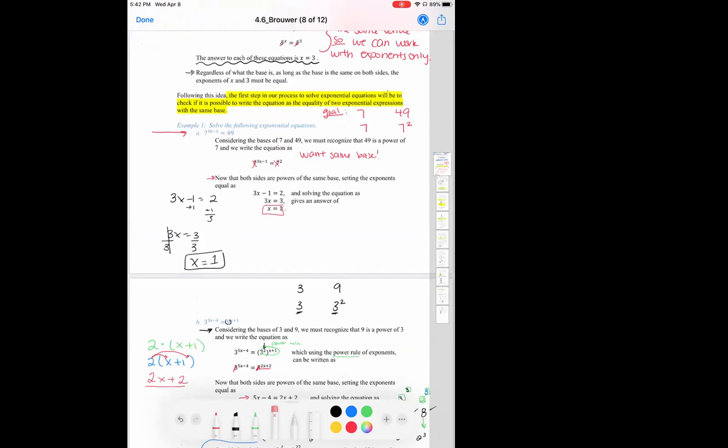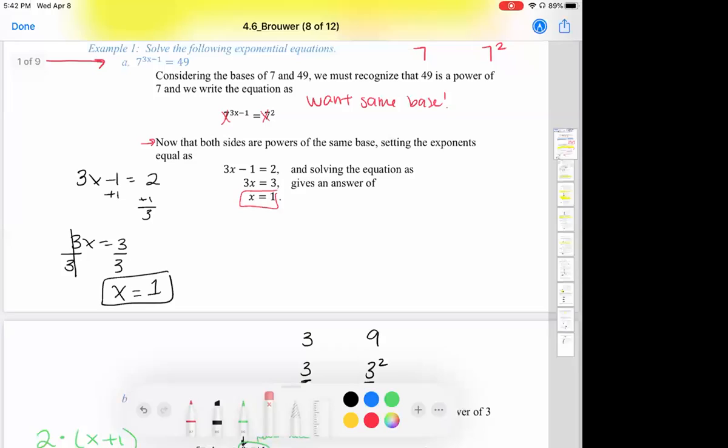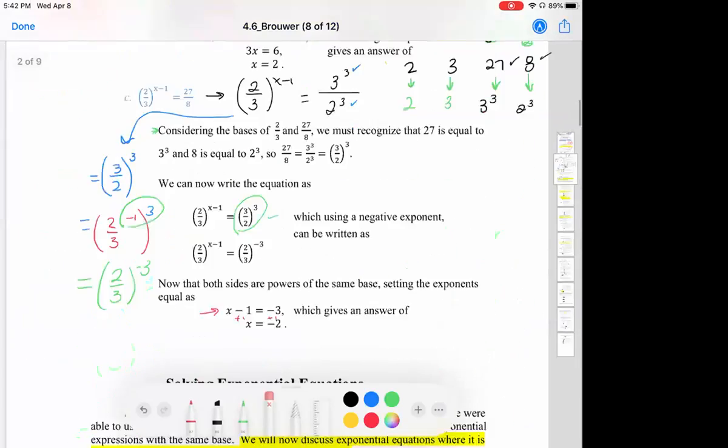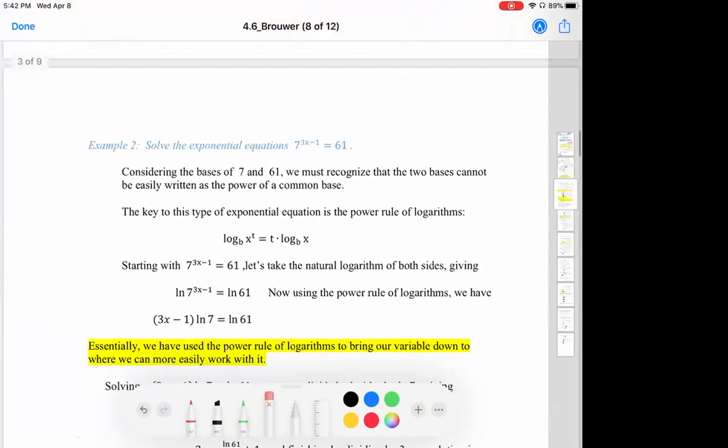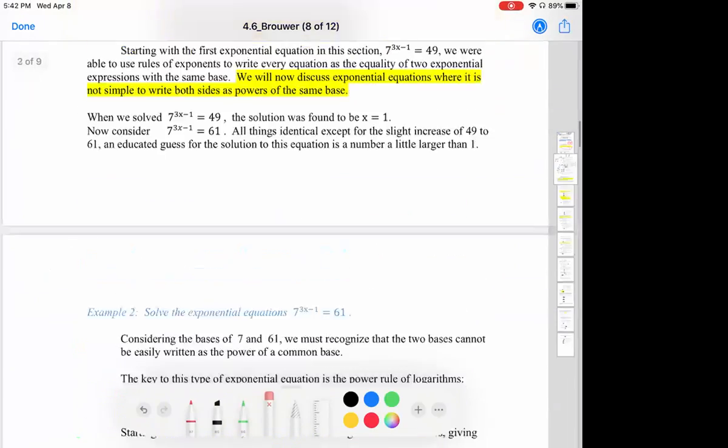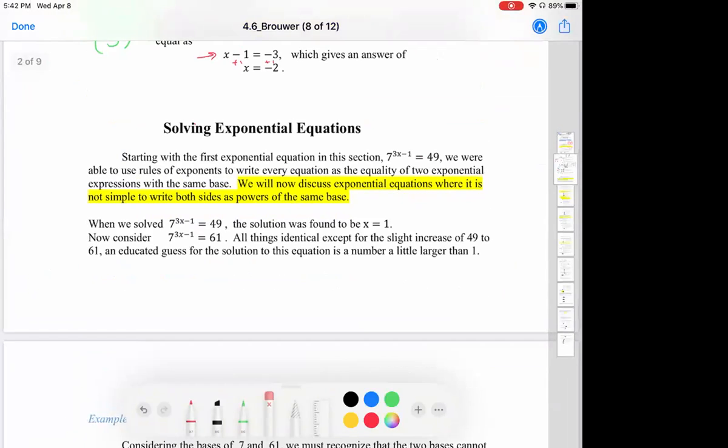Now the next part is going to be a bit more challenging. So please be ready with your questions. Now, what if we can't have the same base? That's what's going to be a potential question. So let's go ahead and continue with our notes.